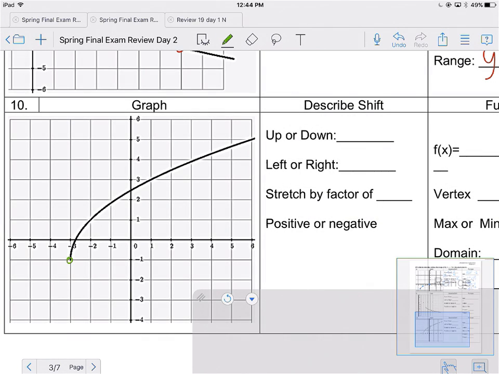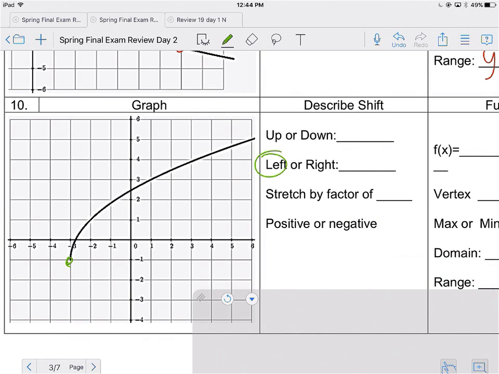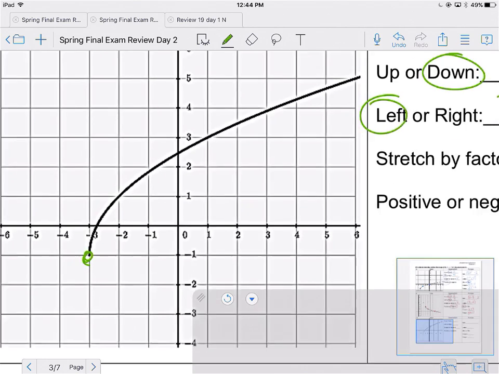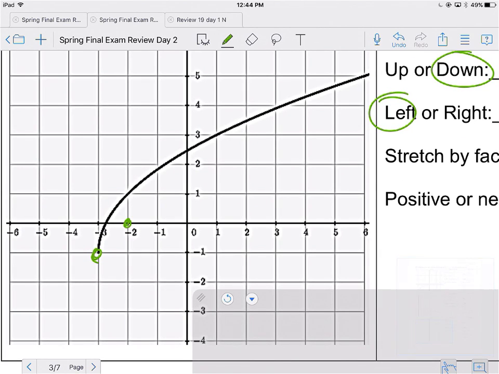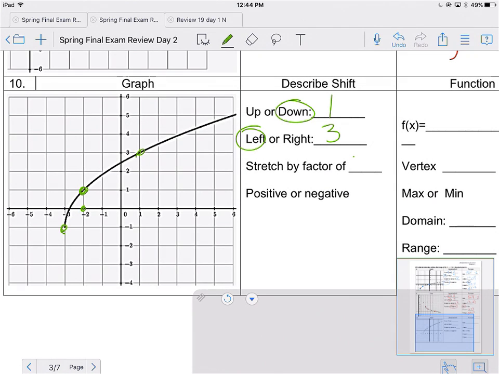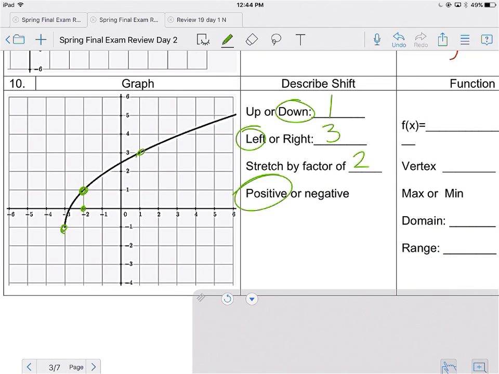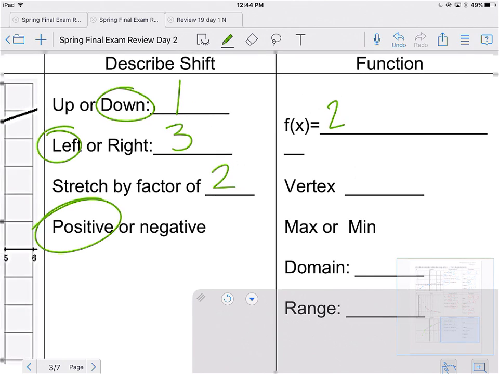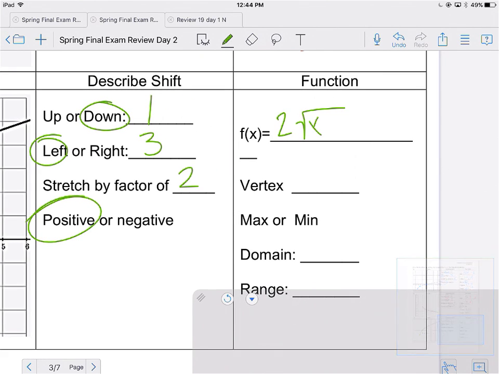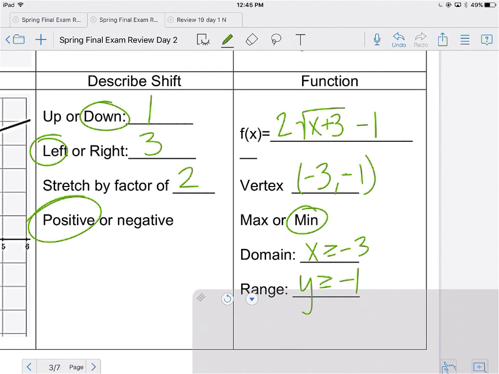And problem 10, my starting point went left 3, down 1. Instead of going 1, 1, we go 1, 2, 3, 2. So my stretch factor was a 2. But thankfully it is positive. So I put a 2 in front. Left is plus under the square root. Down is minus after the square root. Vertex is opposite, same. This one has a minimum because it's not being reflected. Domain is greater. Range is also greater because there was a minimum.